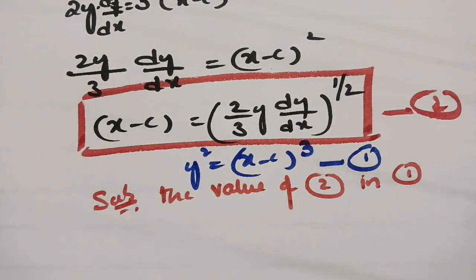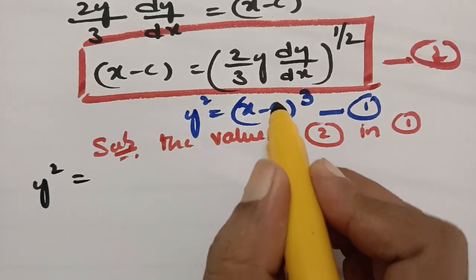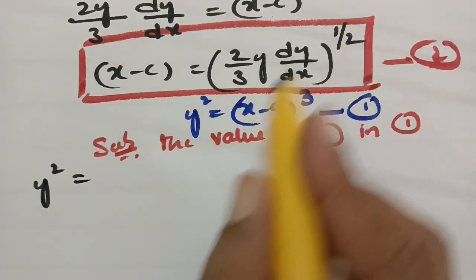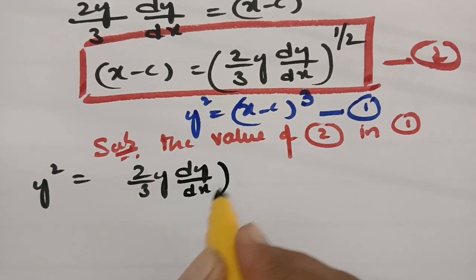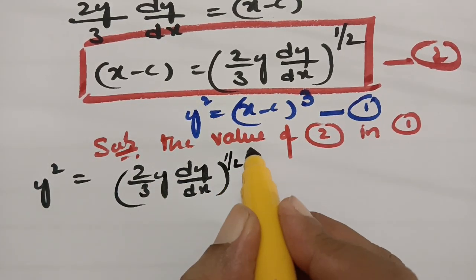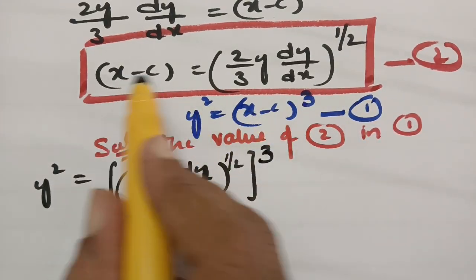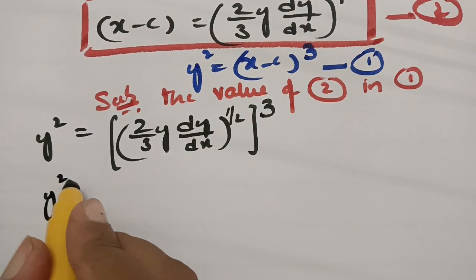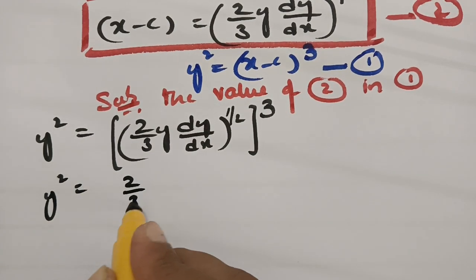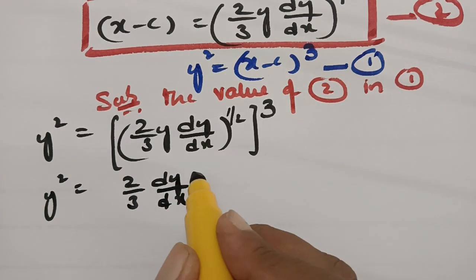Clear? And therefore, this value is going to become y square. And what is x minus c? x minus c is this one, that is (2/3)y into (dy/dx) whole to the power of half, and here it is whole cube. So this value is simply the x minus c value, and therefore this value is going to become y square, this is (2/3) into (dy/dx) power.